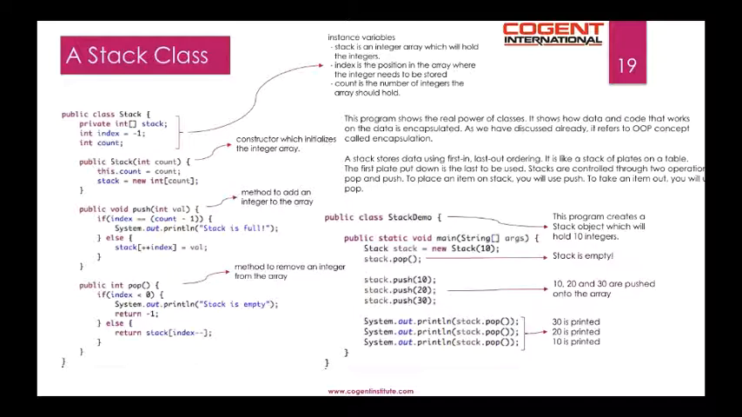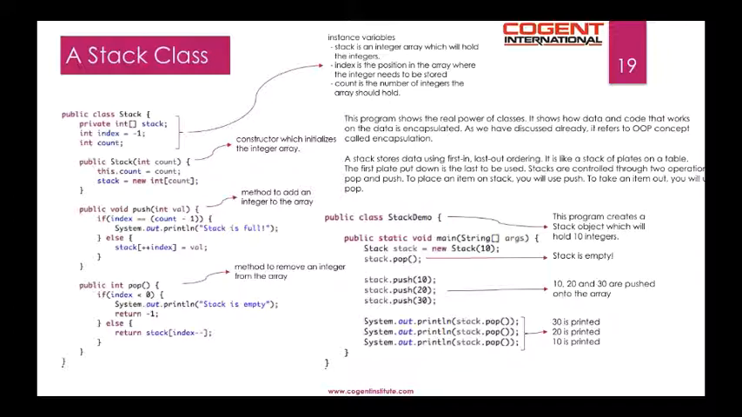Here's an example of a real life Java class, a Stack class. This program shows the real power of classes. It shows how data and code that works on this data are encapsulated. As we have already discussed, it refers to the object-oriented principle called encapsulation. A stack stores data using first in, last out ordering. It is like a stack of plates on a table. The first plate put down is the last to be used.